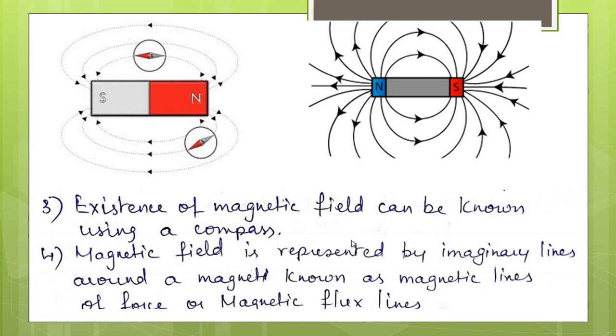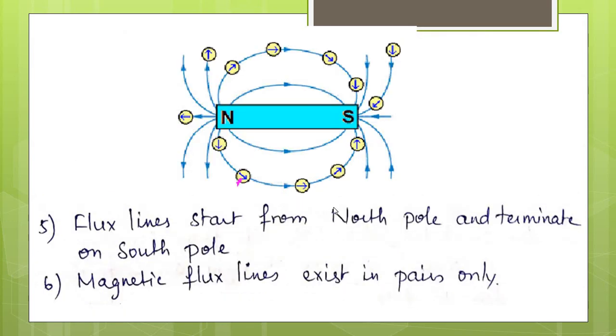The magnetic field can be represented by imaginary lines around a magnet. These are known as the magnetic lines of force or magnetic flux lines. The magnetic flux lines always start from the north pole and terminate on the south pole. And also the magnetic flux lines exist in pairs only.